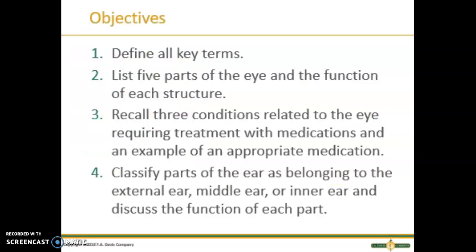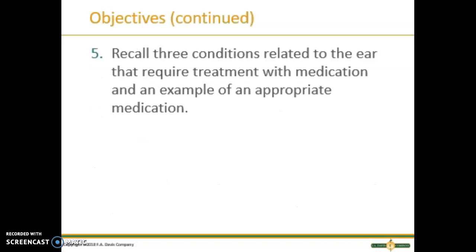Our objectives for this chapter are to define all key terms, list 5 parts of the eye and the function of each structure, recall 3 conditions related to the eye requiring treatment with medications and an example of an appropriate medication, classify parts of the ear as belonging to the external ear, middle ear, or inner ear, and discuss the function of each part. Also, recall 3 conditions related to the ear that require treatment with medication and an example of an appropriate medication.